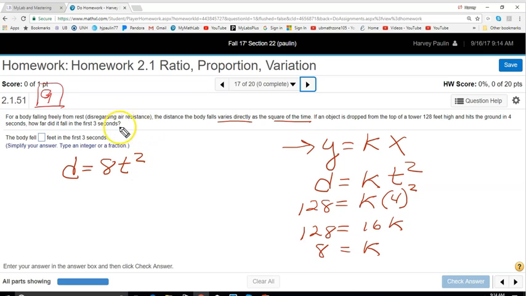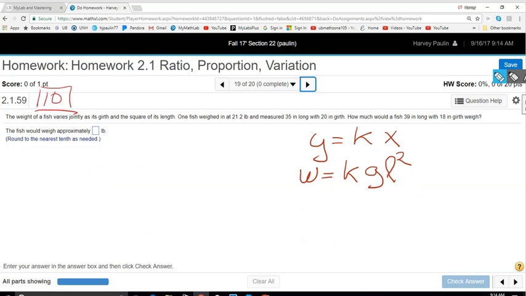So now they're wondering how far it fell in the first 3 seconds. Take a moment, put that in there and see what you get. So this is going to be 8 times t, which is 3 squared. This is 9. So 8 times 9 is 72 feet. Okay, not too bad, but again, take some good notes. This will be your protocol for solving this kind of example.